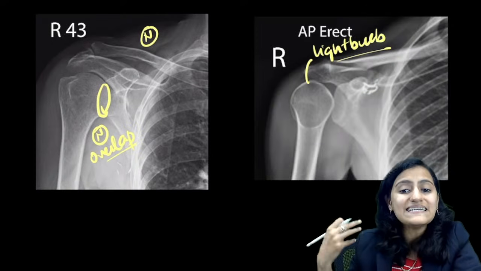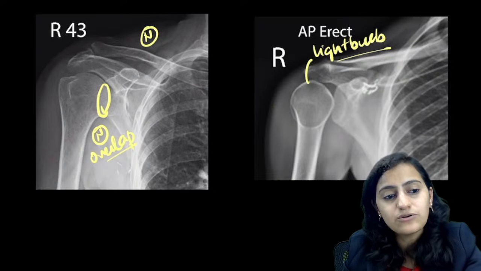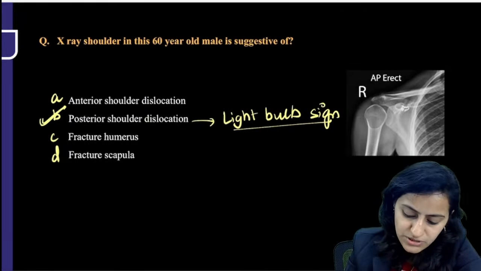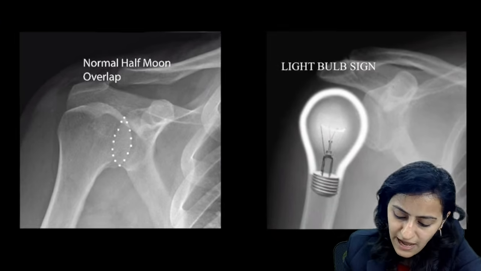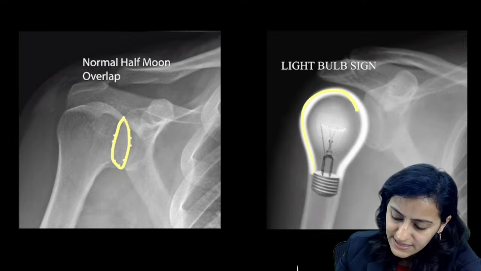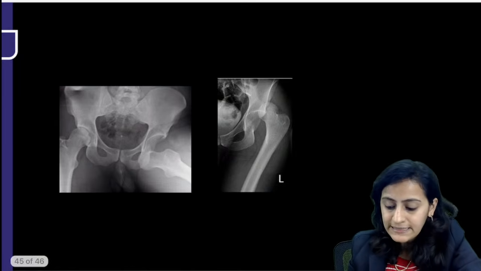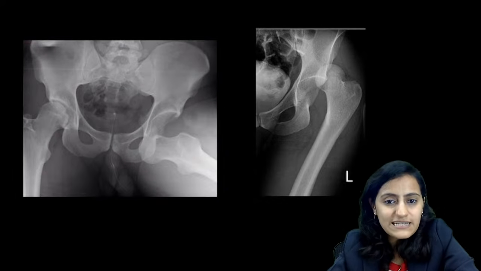So this is the light bulb sign which is seen with posterior dislocation of the shoulder. Remember this point. So normal is the half moon overlap, and this is the light bulb sign that we see in posterior dislocation. And this has been asked in the recent years' FMG exam.